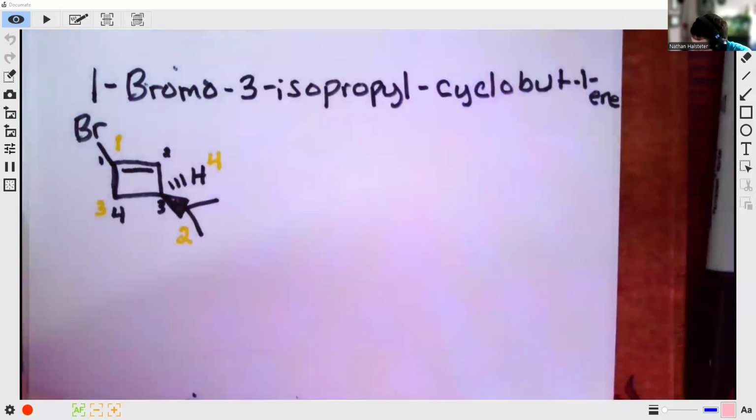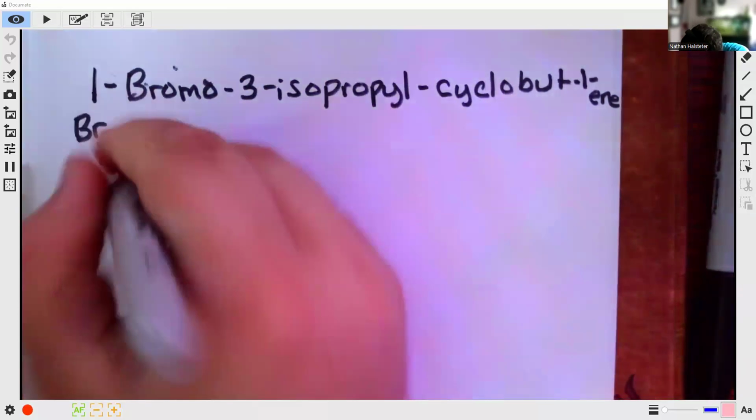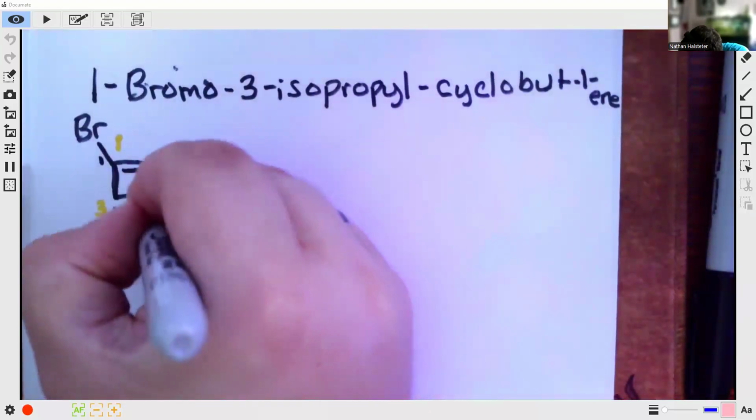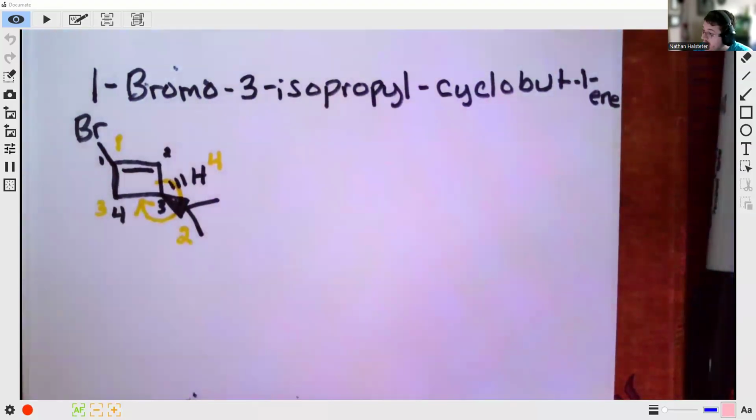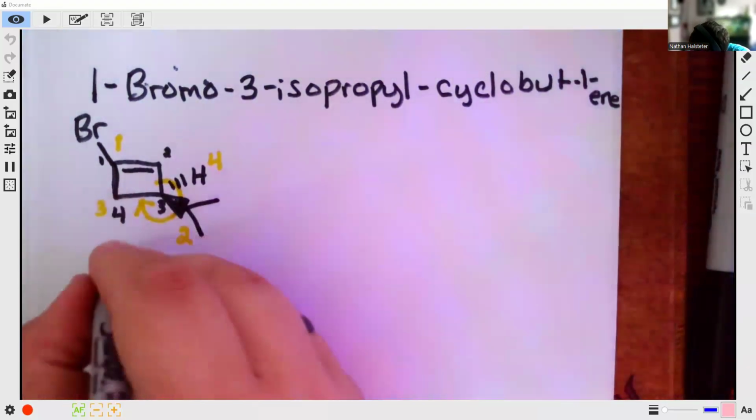So we go with our rules. We go 1, 2, 3, ignoring 4. Now we look at 4 because is it in the back? Yes, it's in the back. It looks like R. This is actually R.